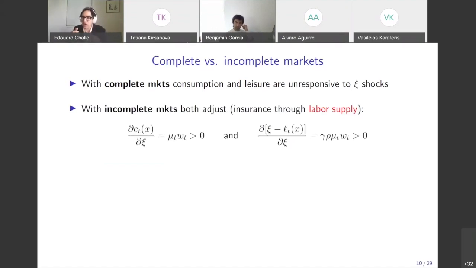With incomplete markets, it doesn't work that way. Consumption responds to the shock in the way I've just shown, and leisure also responds to the shock, which is another way of putting it: there is insurance through labor supply. If you're hit by a bad shock, there are two things. You're going to consume less, but you want to limit the fall in consumption. So what you can do is work more. You're going to consume less leisure and supply more labor.